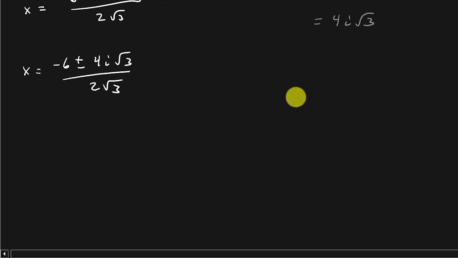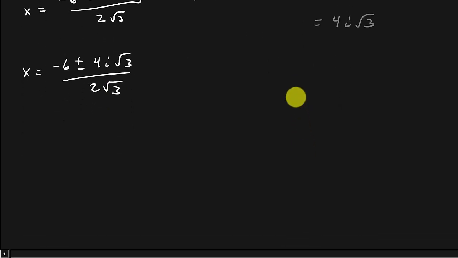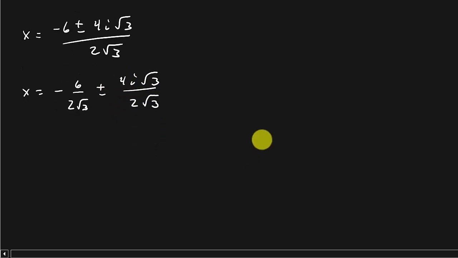All right, so now let's simplify this some. How about we write it like this? Let's write it x equals negative 6 over 2 square root of 3 plus or minus 4i square root of 3 over 2 square root of 3. And so this is going to be x equals negative 3 over square root of 3 plus or minus 2i. See? The square root of 3's cancel out, the 4 and the 2 cancel.